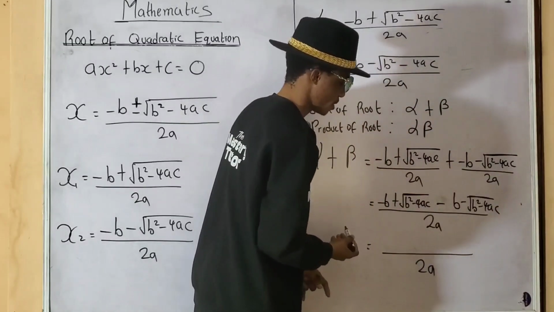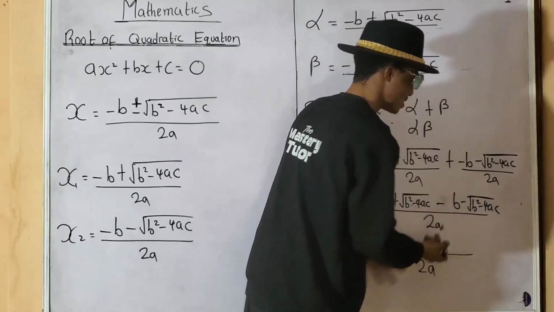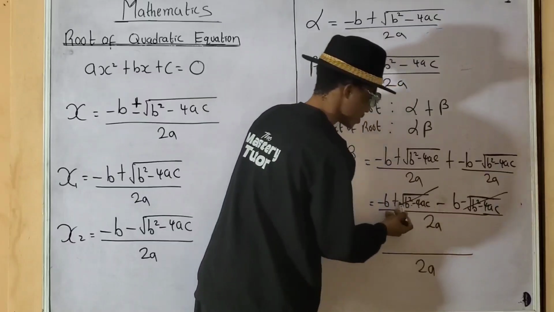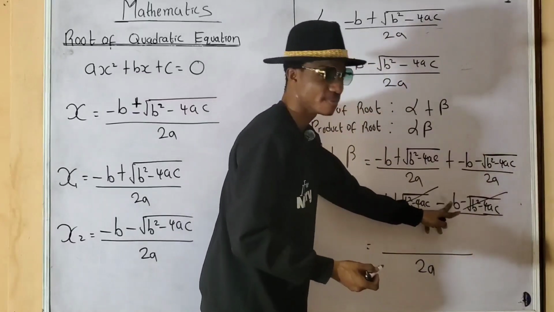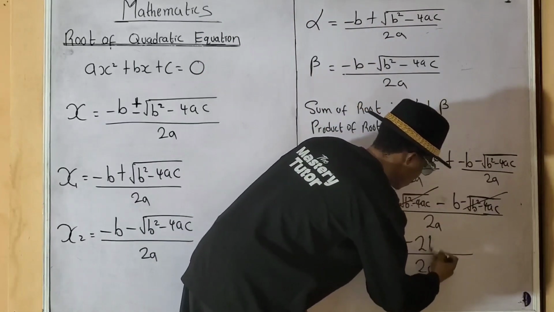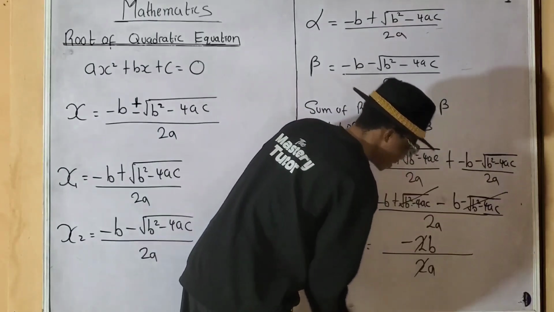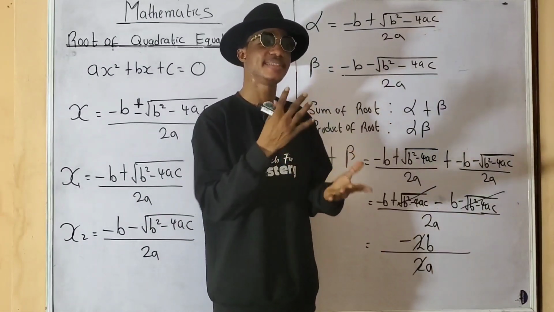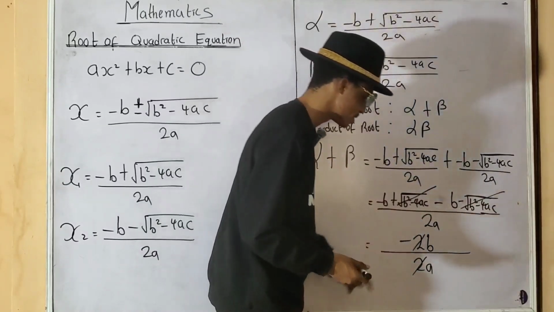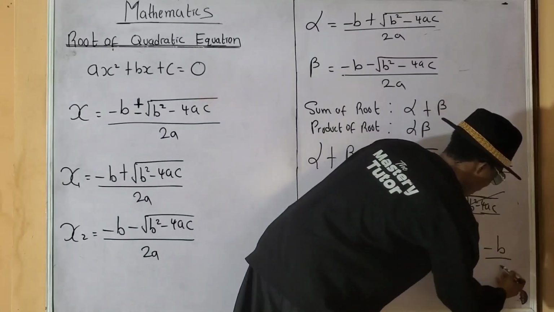This positive square root of b squared minus 4ac and this negative square root of b squared minus 4ac, we eliminate them, so this can cancel this. So I'm left with what? Minus b minus b. Minus b minus b is what? Minus 2b. Now listen. When you divide a negative number by a positive number, you're going to have a negative number, right? So that means negative 2b all over 2a. This will result in negative b over a.